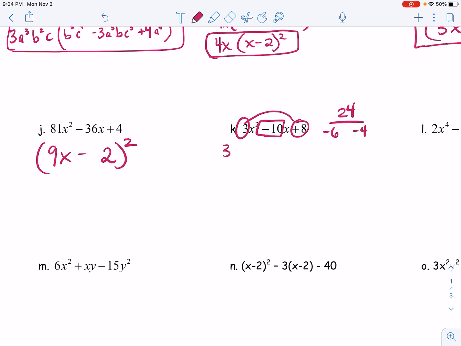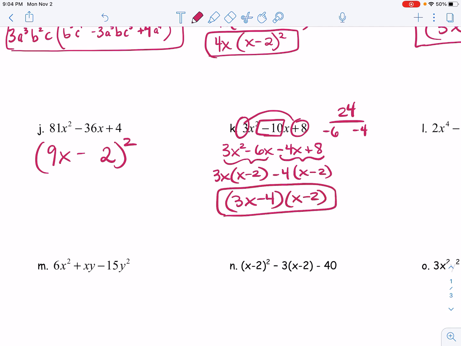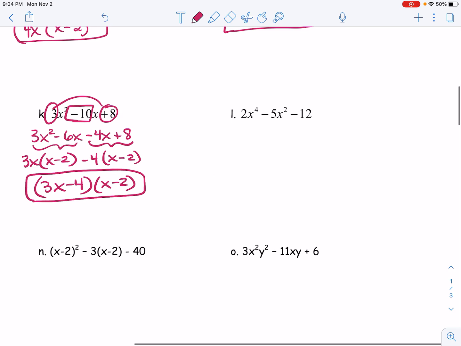And so I'm going to rewrite that middle term. Remember, it does not matter the order that you rewrite it in. And then I'm going to factor by grouping. So the GCF in the first two terms is 3x, leaving me with x minus 2. The GCF in the last two terms is going to be a minus 4, leaving me with x minus 2. So I have 3x minus 4 and an x minus 2. Boom, done. We did this in class the other day, for that factoring coloring activity.